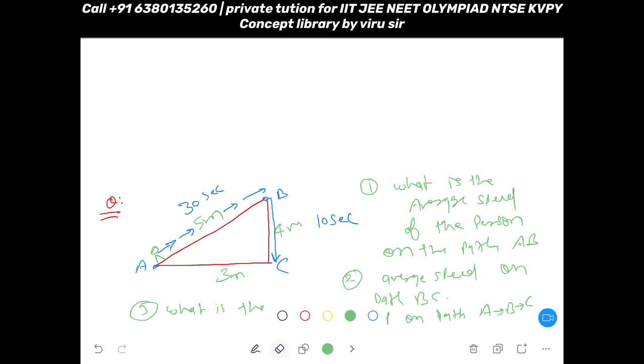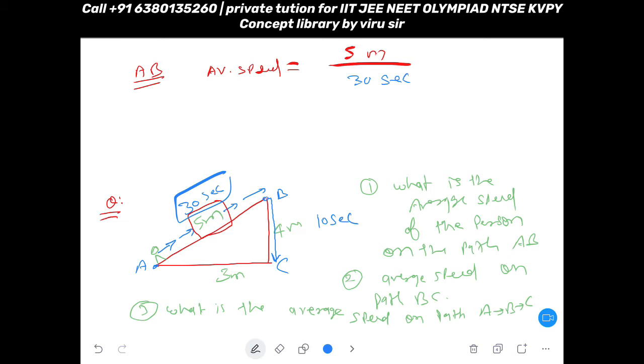Okay, so I think you are making a mistake. See, first you talk about path AB. So on path AB, if you are looking for average speed, then you have to think what is the total distance. That is nothing but 5 meter. So you put 5 meter, divided by how much time you are taking, 30 seconds. So if you solve this, the 5 and 30 will cancel. 5 ones are 5, 5 sixes are 30. So 1/6 meter per second we are getting.